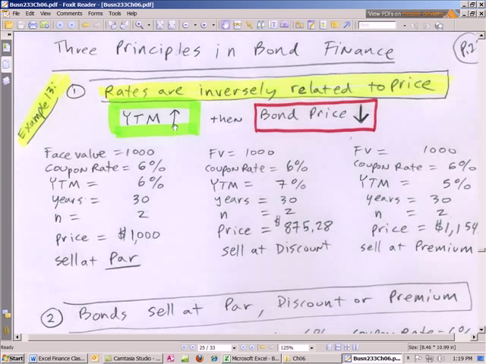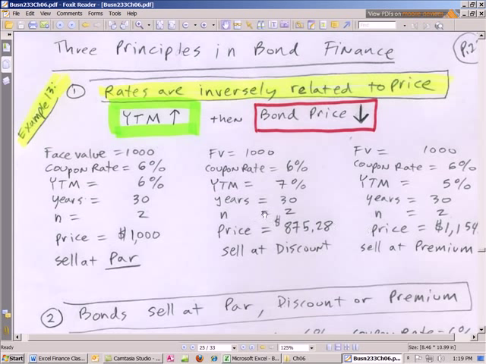So as the discount rate goes up, the price goes down. In this example here, we have a face value, but the coupon rate and the yield to market are exactly the same. Price is $1,000. Face is $1,000. It sells at par. But let's take a look here. Here's the coupon rate in the second example of 6%, and yield to market is 7. So what happened to the price? As this went up, this went down. Similarly, if we start at 6% and the rate goes down to 5%, whoa, the price goes way up.